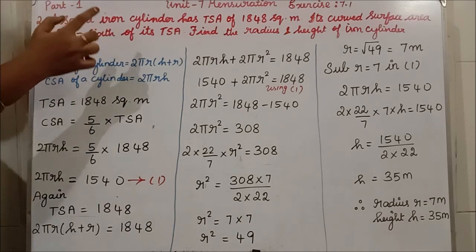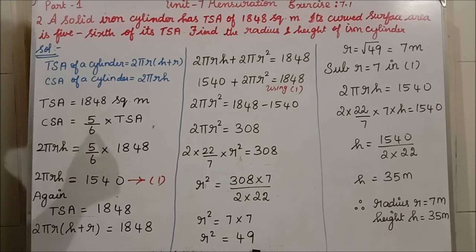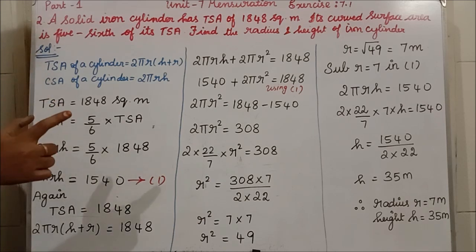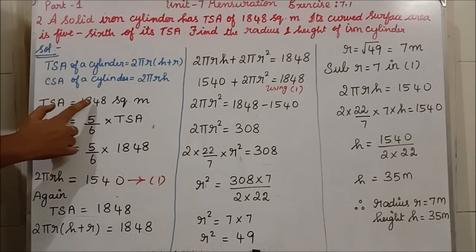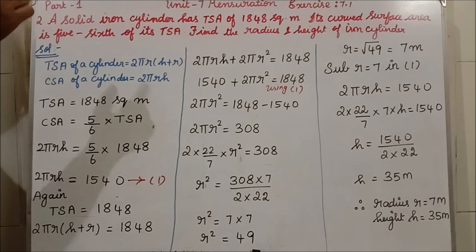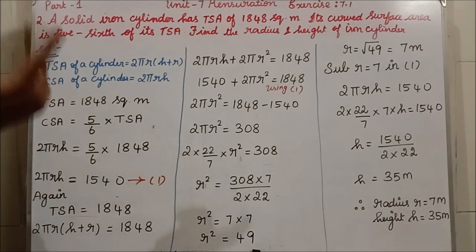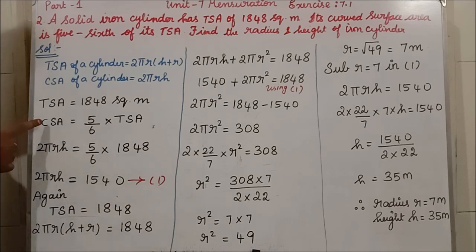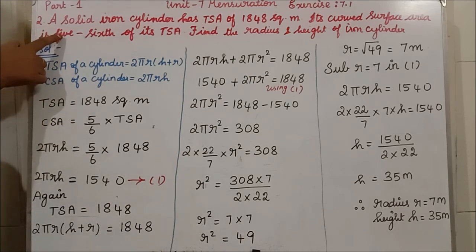A solid iron cylinder has total surface area of 1848, which is the TSA of the cylinder they have given as 1848. The next line, its curved surface area. Curved surface area means what? CSA. CSA is equal to 5/6.